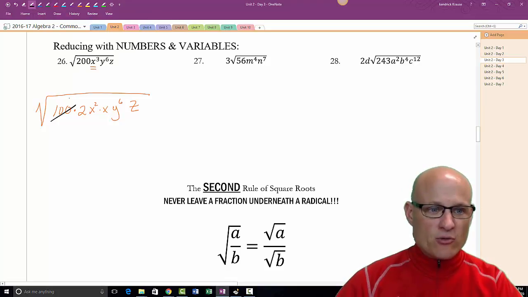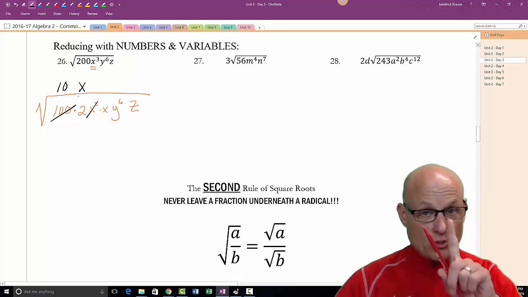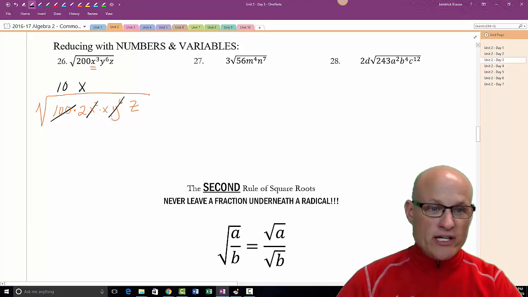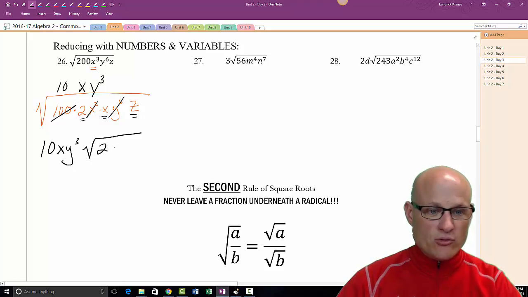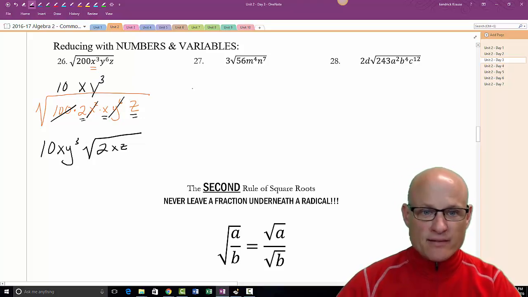Now that I've written it all as perfect squares and not perfect squares, I'm going to come back through. Square root of 100, 10. The square root of x squared, x. There was only 1 group of 2. This one has 3 groups of 2, so this becomes y cubed. I can't do anything with this x, this 2, or this z. So my answer is 10x y cubed square roots of 2xz. Done.